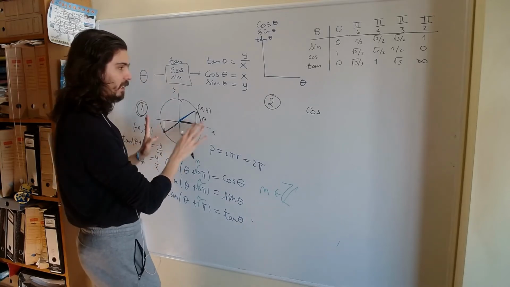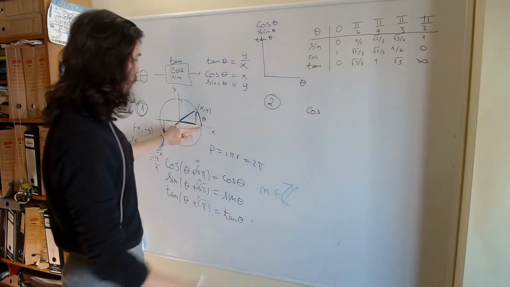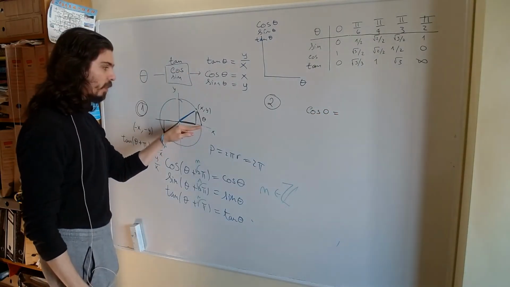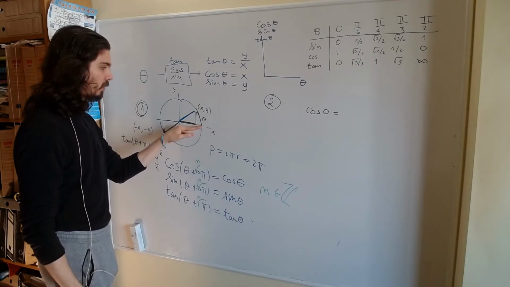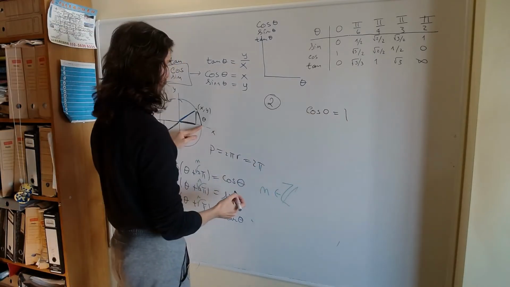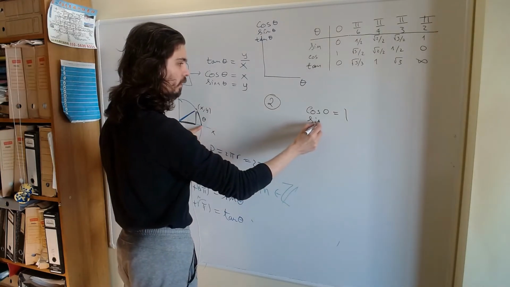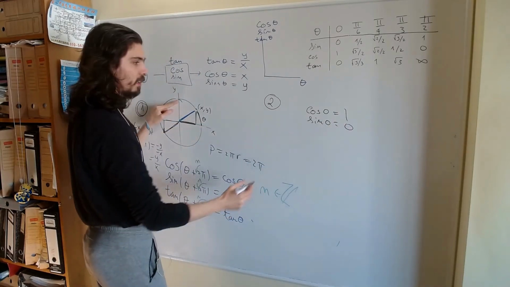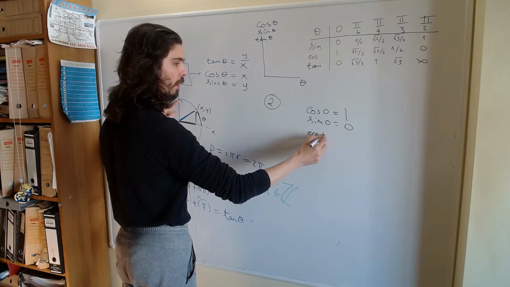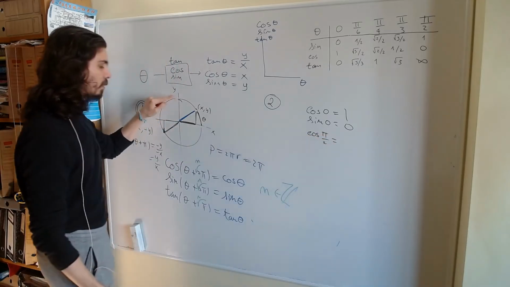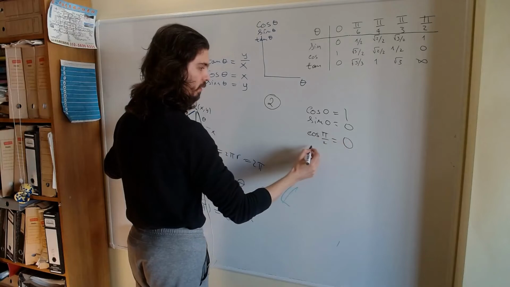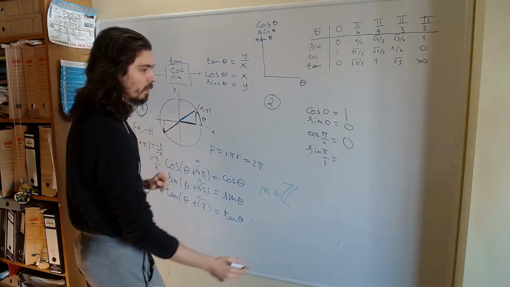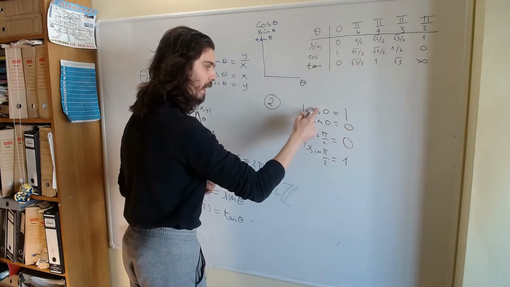Okay? Now let's make this concrete. Cosine of 0. What's cosine of 0? It's the x-coordinate of this angle, measuring 0, which is 1. Okay? What's the sine of 0? It's the y-coordinate of this point, so it's 0. Let's consider this. What's the cosine of pi over 2? What's the x-coordinate of this point? It's 0. What about the sine? The y-coordinate of this point? It's 1. Okay? So this is xy, xy.